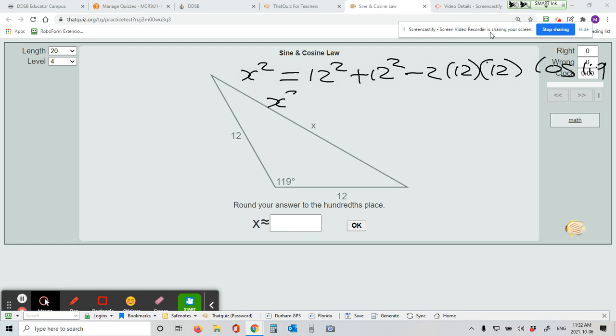So x squared is equal to 144 plus 144 minus 2 times 144 cosine of 119. I apologize for the board. I can't do any better. I don't think I can write on the screen.